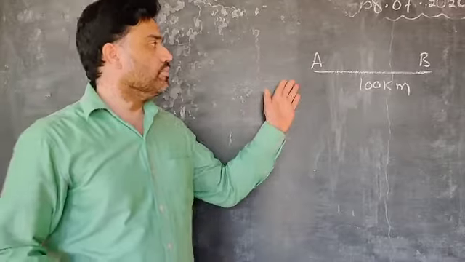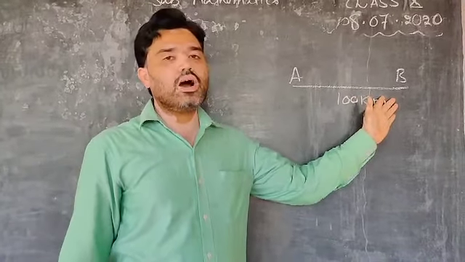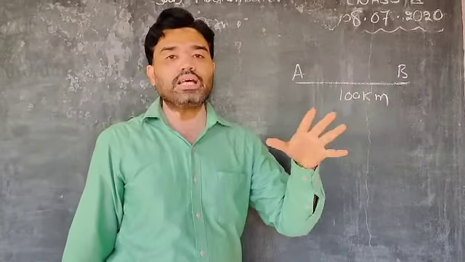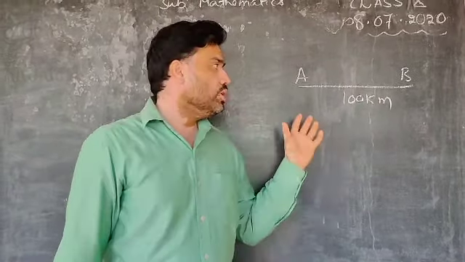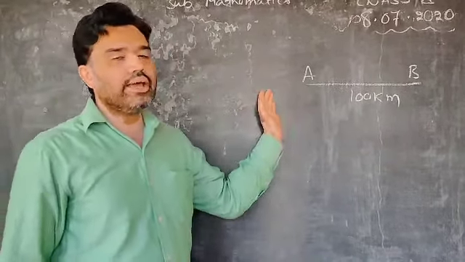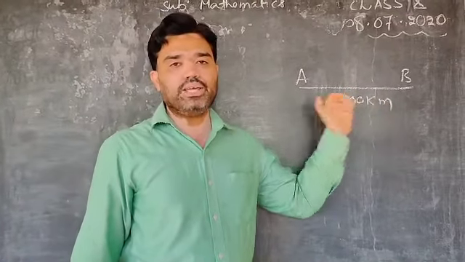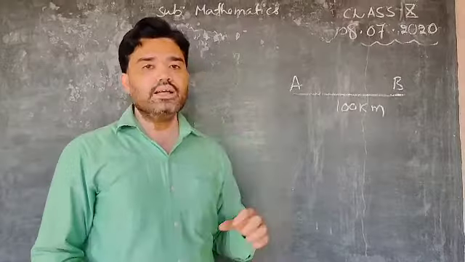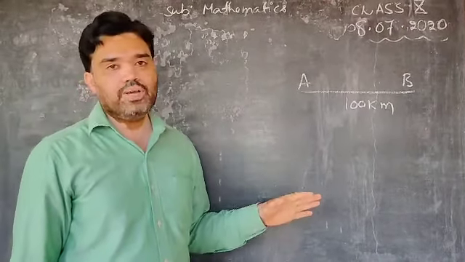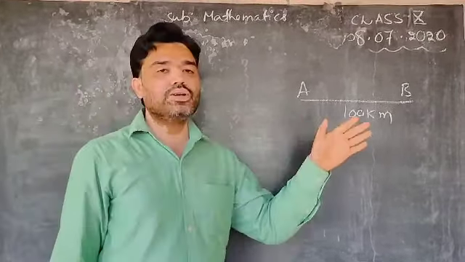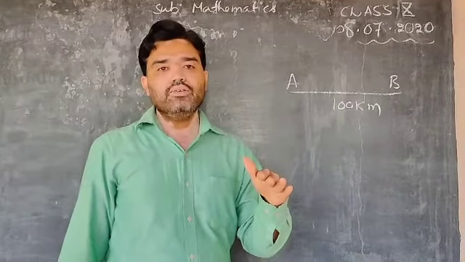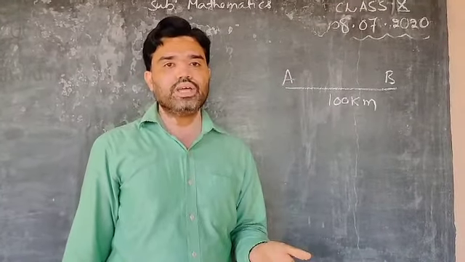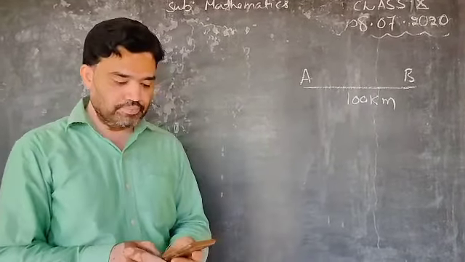The next problem, we have the places called A and B, and the two places are 100 kilometers apart. So one car starts from A, another car starts from B. When they travel towards each other, they meet in a certain time. When they go in the same direction also, they meet in a certain time, but they are moving with different speeds. So now let us look at the problem.